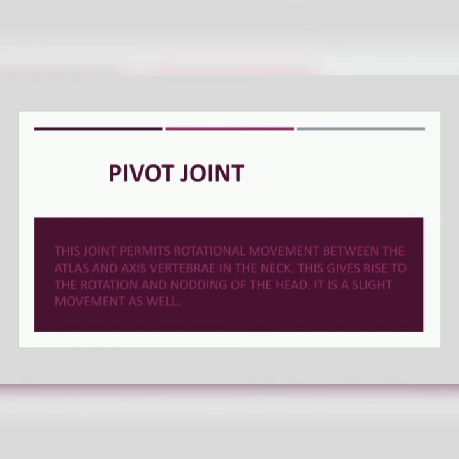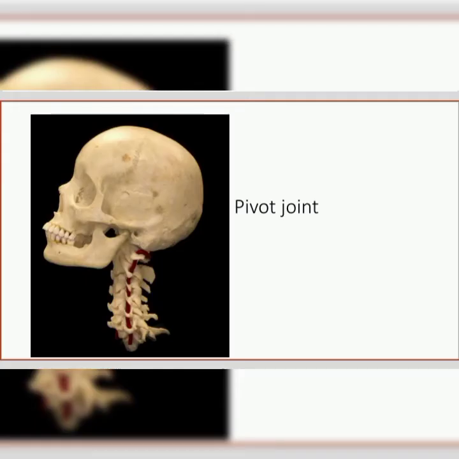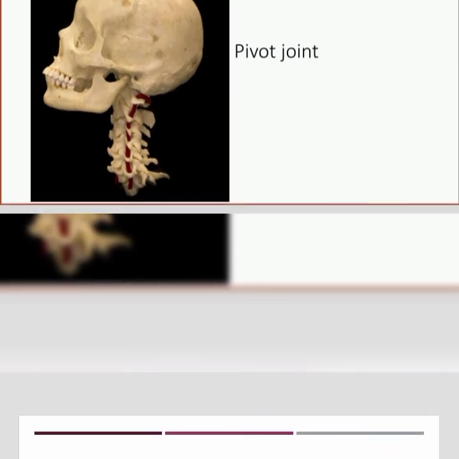Then the next type of joint is the pivot joint. The pivot joint allows a rotational movement between the atlas and the axis in the neck. This gives rise to the rotation and the nodding of the head. This is a slight movement as well, which just permits a slight rotation and a nodding in the neck.